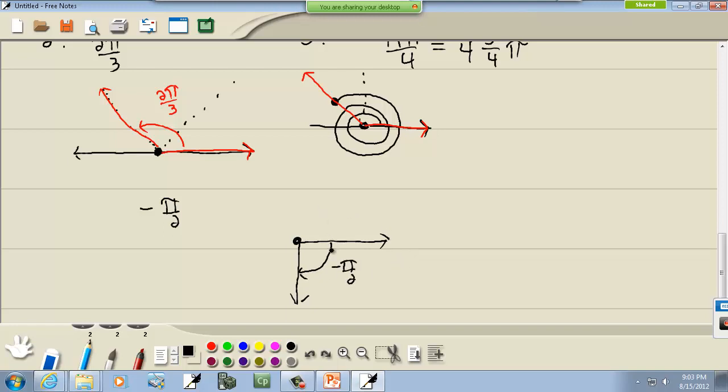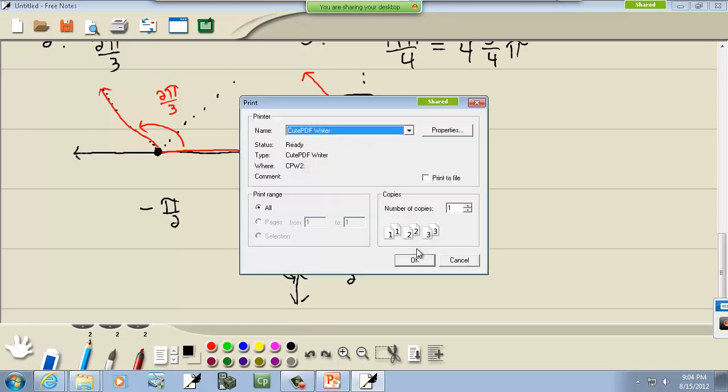Now you'll notice that right there, if I had started here and went this direction, that would have given me the same terminal side, and we'll talk more about that later, the coterminal, what that means and so forth. But there's more than one way to measure this. You can have a negative, or you can have this right here, which would give us a positive. And let me save that page.